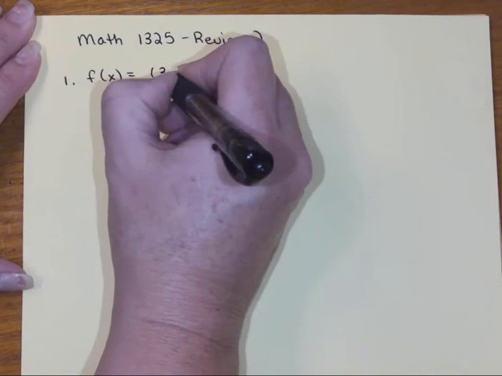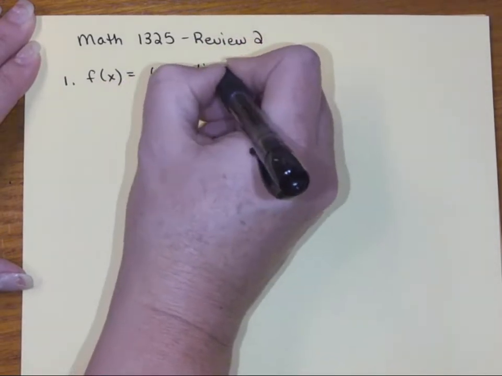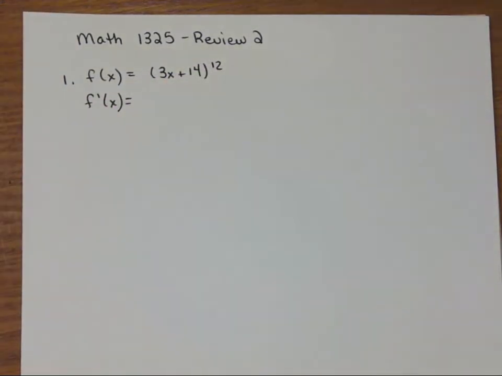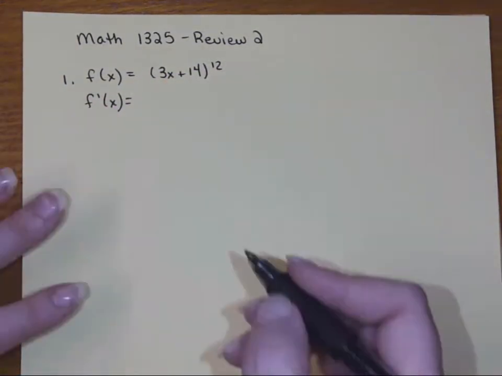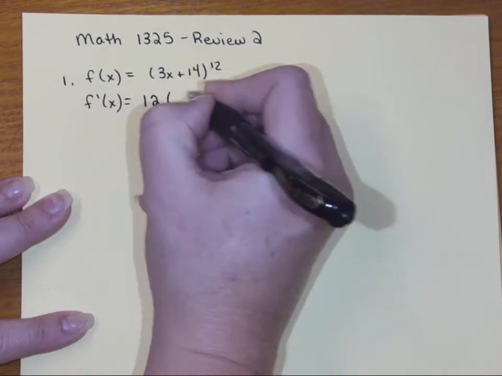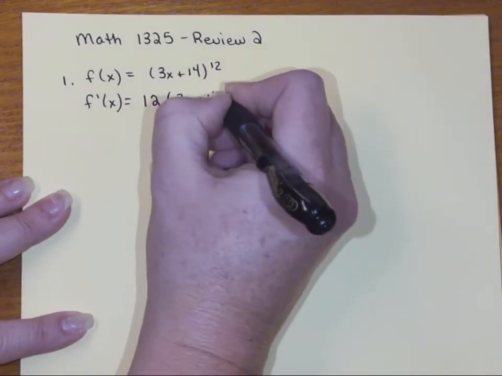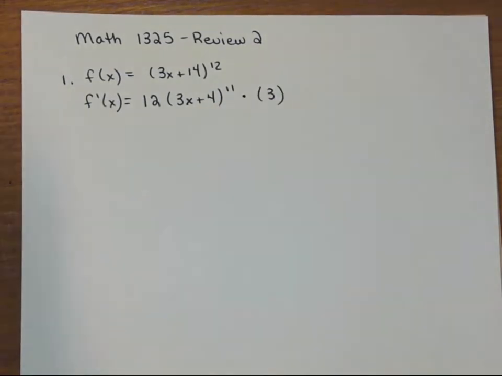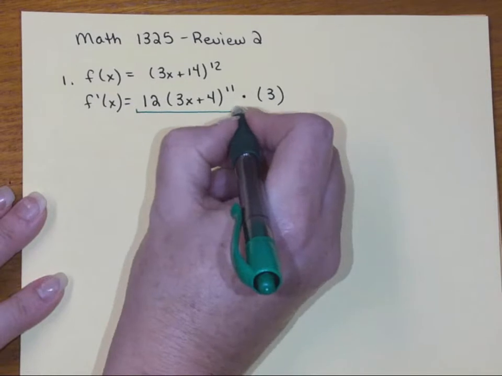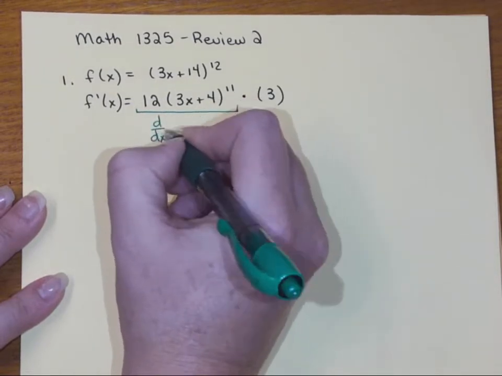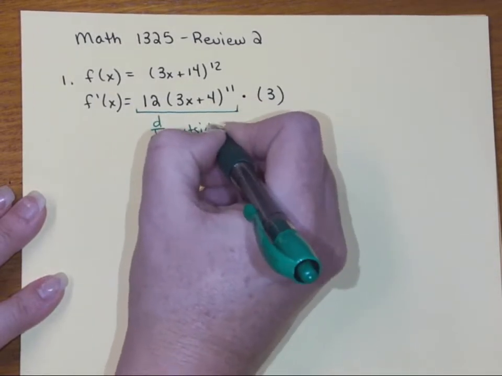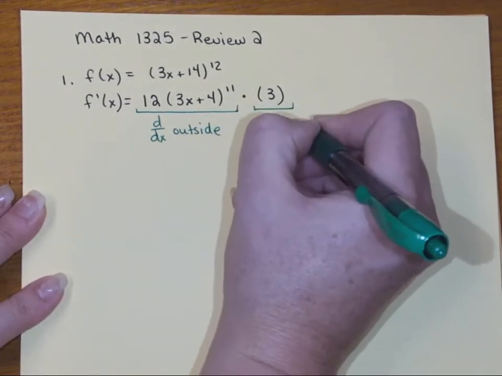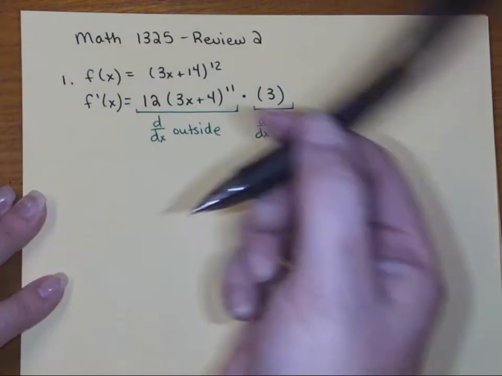Alright, so for the first 15 questions, we're just finding derivatives. All of these pretty much have to do with chain rule. So when you have something raised to the 12th power, you do the power rule. So it's 12 times that inside function to the 11th power, but then you also have to multiply by the derivative of the inside. So if we were labeling this, this is the derivative of the outside, and this is the derivative of the inside.